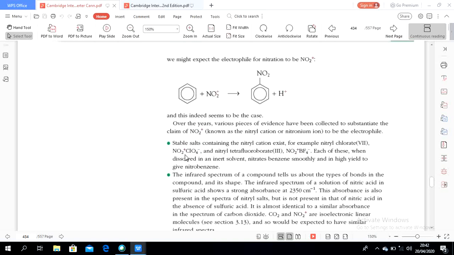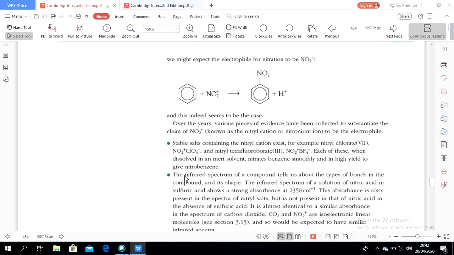So we have to make first the salt, the stable salt of nitrate, both of these, and then dissolve in an inert solvent. What is the meaning of inert solvent? Inert solvent means the solvent that does not react. What is an example of an inert solvent? It is an organic solvent.